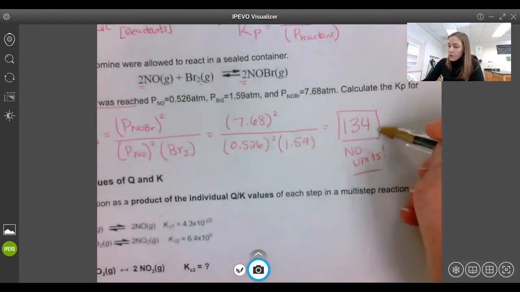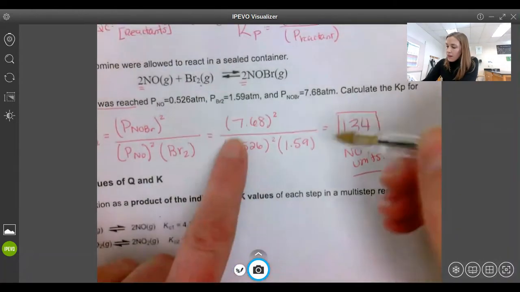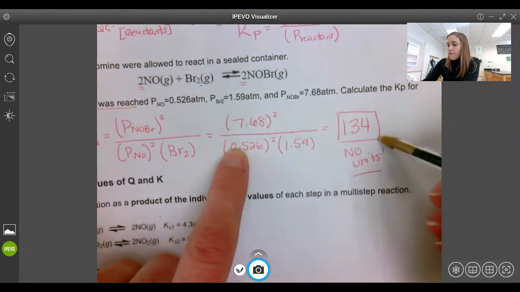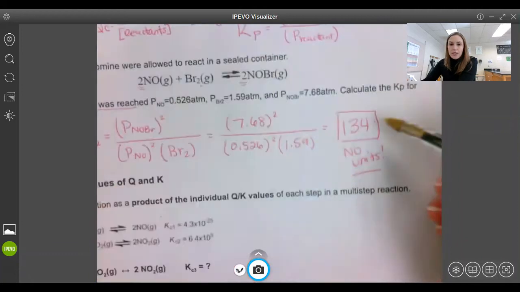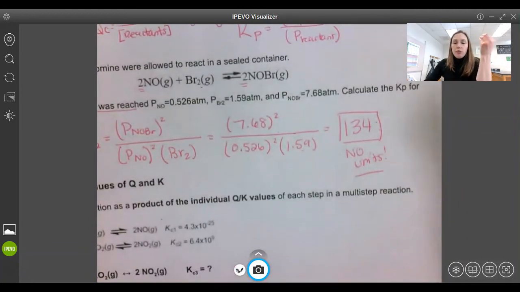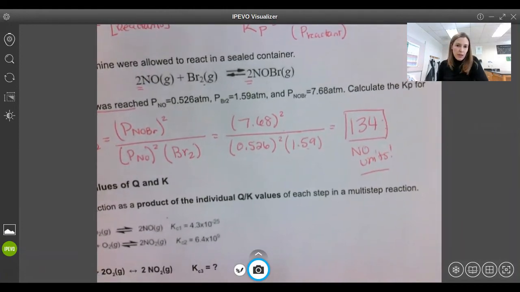Now this value is greater than 1, not much greater, but a little bit greater. Keeping in mind that this is products over reactants, a value greater than 1 would indicate that, if we didn't have this information, I would expect there to be a higher pressure of my products versus my reactants at equilibrium. So just something to keep in mind.